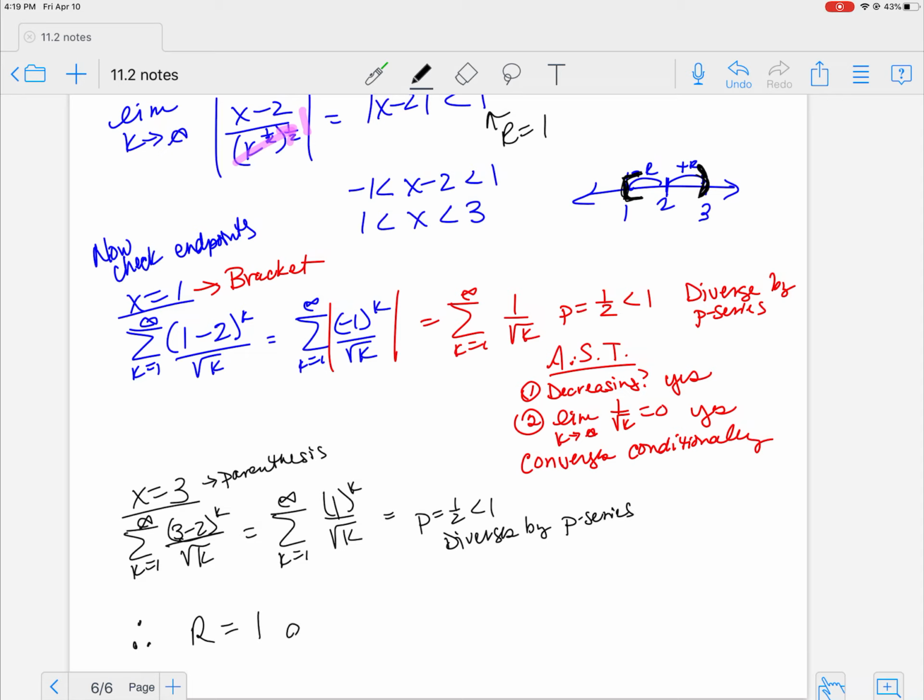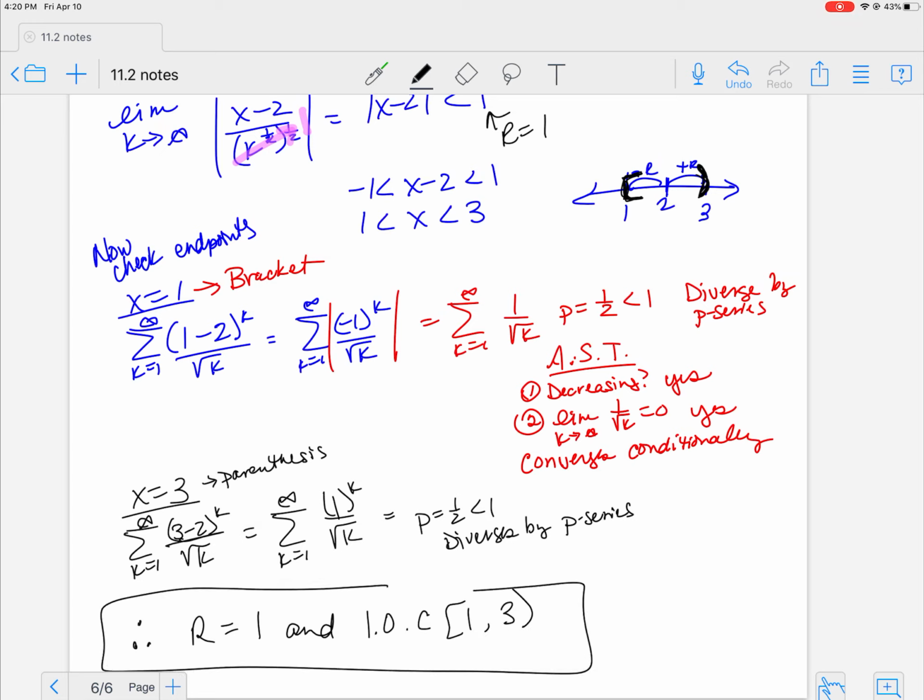My radius of convergence is 1, and my interval of convergence is bracket 1 to 3 parenthesis. So this is what I'm saying. You're not guaranteed one way or the other, right? So it's bracket parenthesis, or you could always write it as 1 is less than or equal to x, but 3 is just less than. All right? Okay. Good.